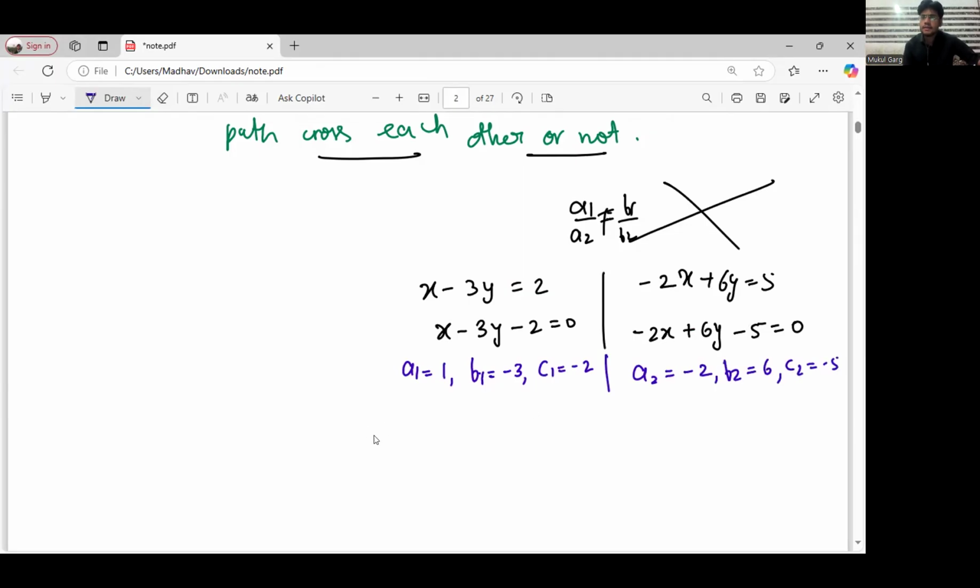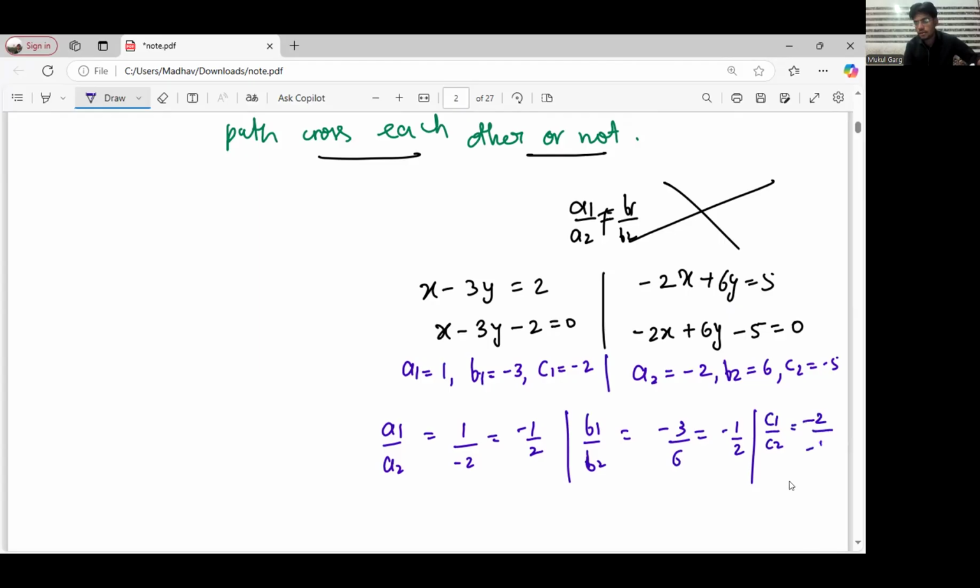So let's compare the coefficients. I'm going to find the value of a1 upon a2. It's 1 upon minus 2, so it's nothing but minus half. Let's find b1 upon b2. b1 upon b2 is minus 3 upon 6. Again, it's minus half. Let's find c1 upon c2. The c1 upon c2 is minus 2 upon minus 5, which is nothing but 2 upon 5.